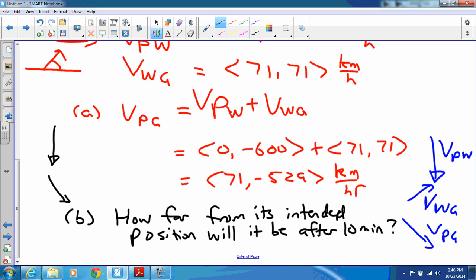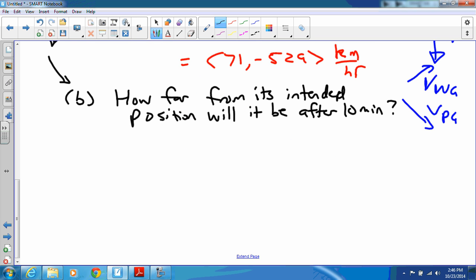So let me ask again, what is this question asking? What's the delta of what he should be from what he's not? Good, that's a great way of putting it. What's the delta position of where he should be from where he actually will end up? So, to get that, we're going to need to compute what two things? Where he's supposed to be and where he actually ends up.